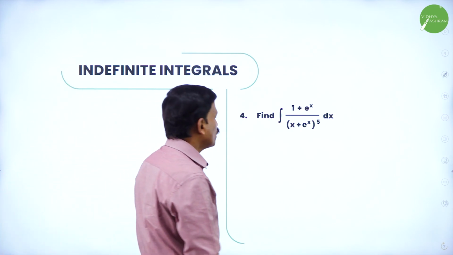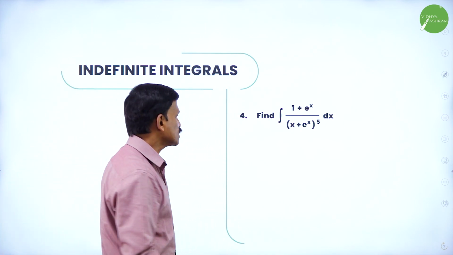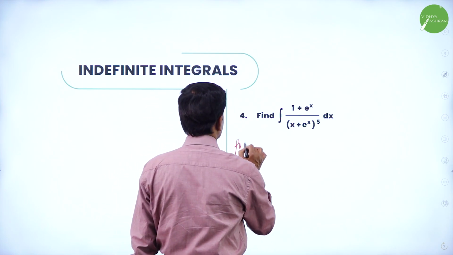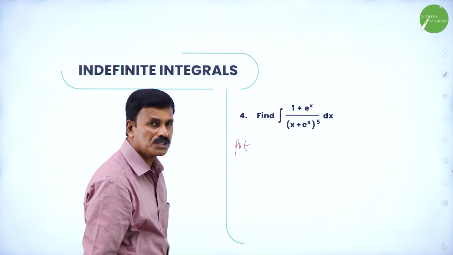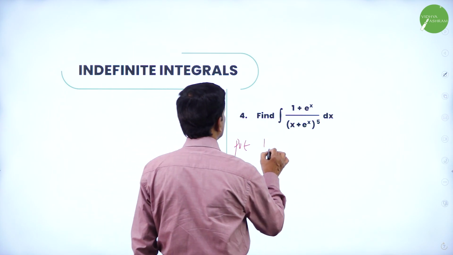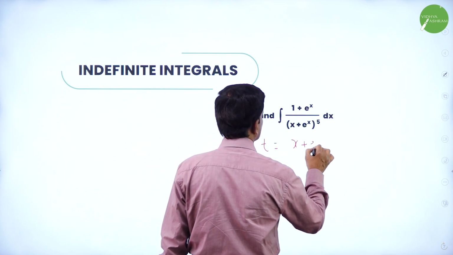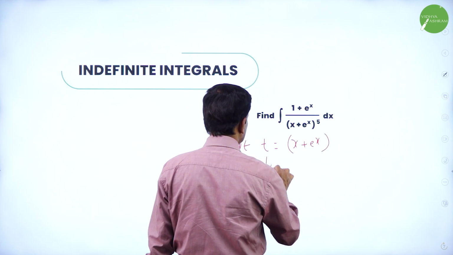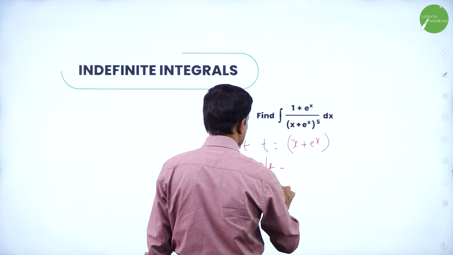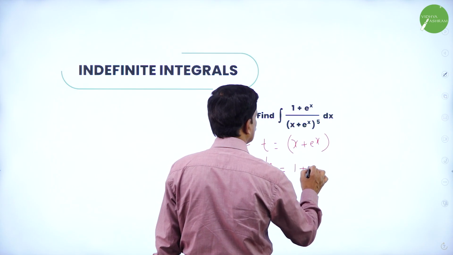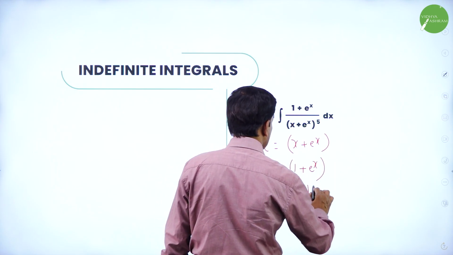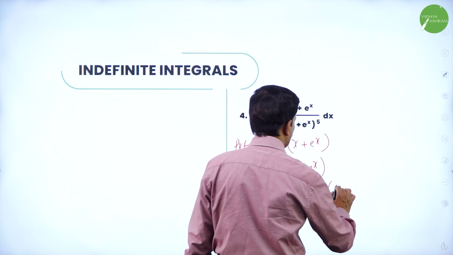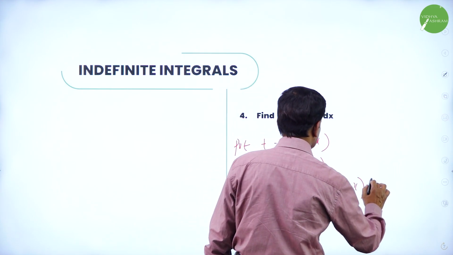Now this is again by the method of substitution. Very simple problem. Now what is given? Integrate 1 plus e power x divided by x plus e to the power of x, whole raised to 5. Put t is equal to x plus e power x. Now if you differentiate it, dt by dx is equal to differentiation of x, which is 1, plus differentiation of e power x, which is e power x. So therefore dt is equal to 1 plus e power x into dx.